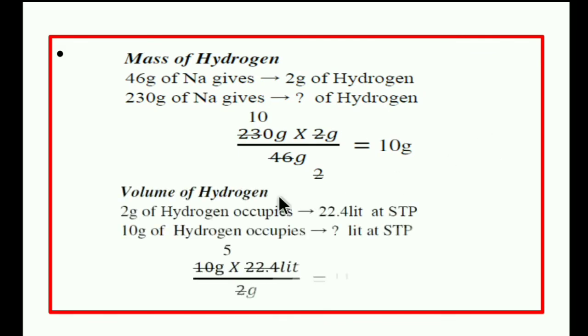And the next one, volume of hydrogen. 2 grams of hydrogen occupies 22.4 liters at STP. 2 grams means the molecular mass of the hydrogen molecule, and that occupies 22.4 liters. Then here 10 grams of hydrogen is released. That 10 grams of hydrogen occupies how many liters at STP? 10 by 2 into 22.4 liters. If you solve this, we will get 112 liters of hydrogen at STP.